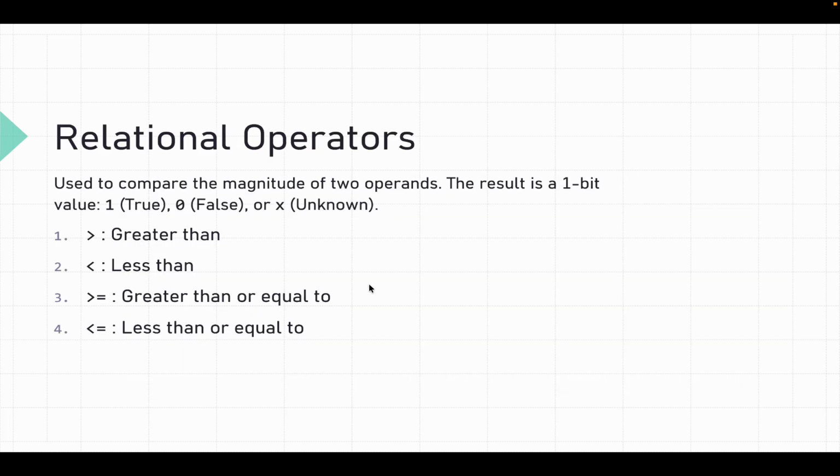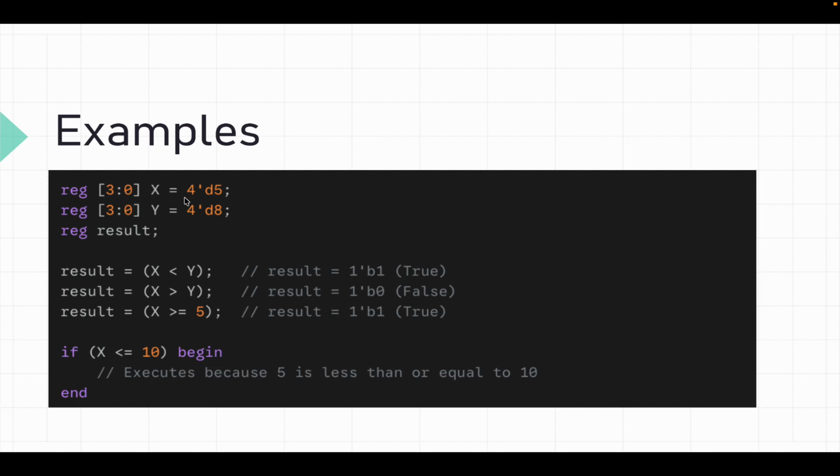Relational operators. They are used to check whether a condition is true or false. What relational operators do is compare the magnitude of two operands, also resulting in a 1-bit value, either true or false. Let us check. Here we have x as 4-bit decimal 5 and y as 4-bit decimal 8. We know that 5 is less than 8, so the result will be 1. It means it is true.